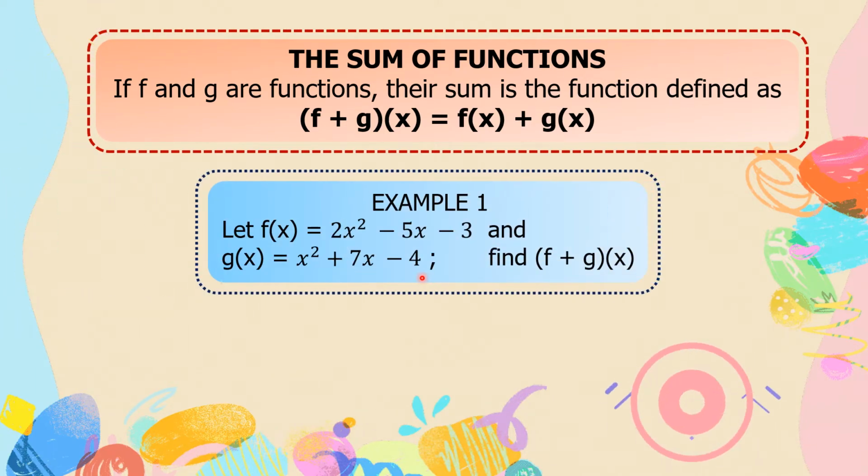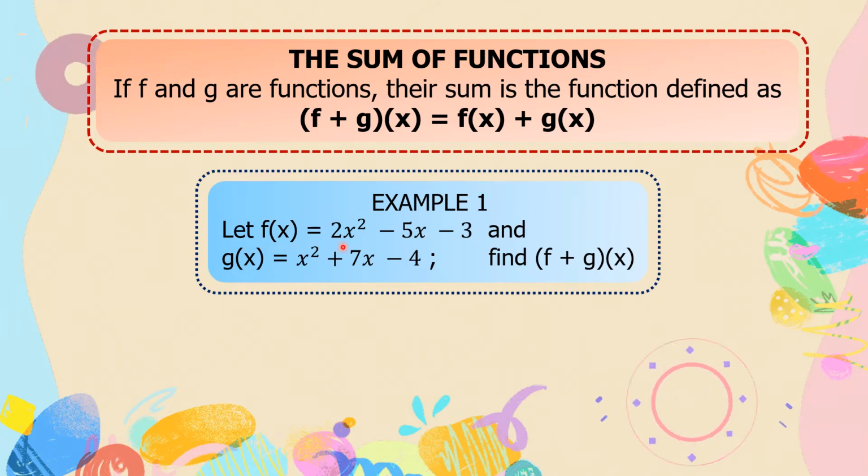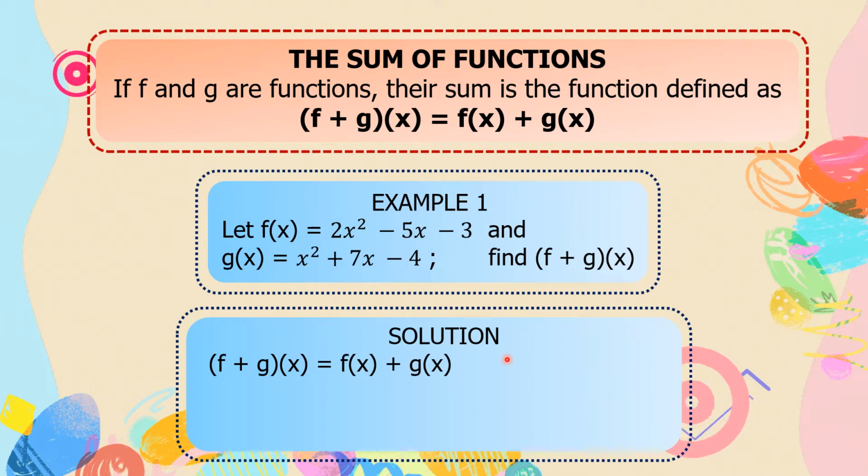So, let's have example. Example number 1, let f of x equals 2x squared minus 5x minus 3 and g of x is equal to x squared plus 7x minus 4. Find f plus g of x. So for the solution, syempre isulat natin ang definition or ang formula ng sum of functions natin, which is f plus g of x is equal to f of x plus g of x.